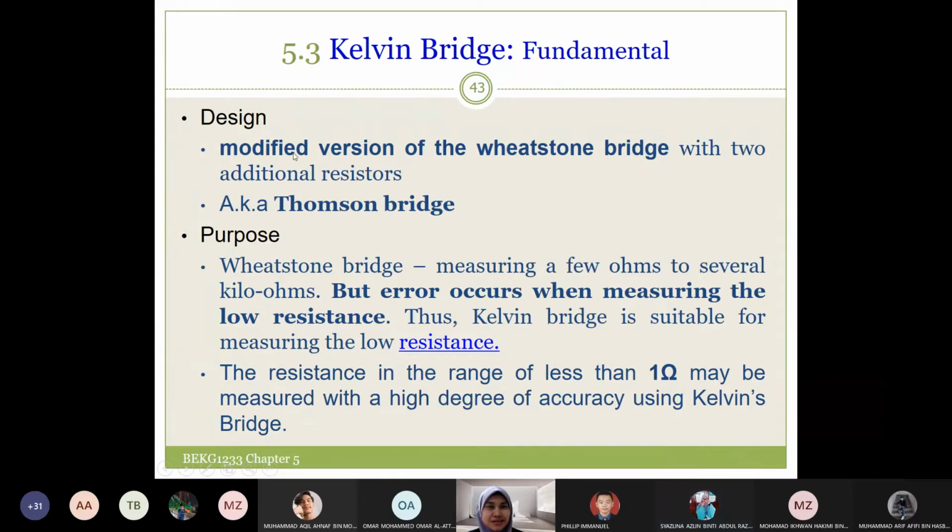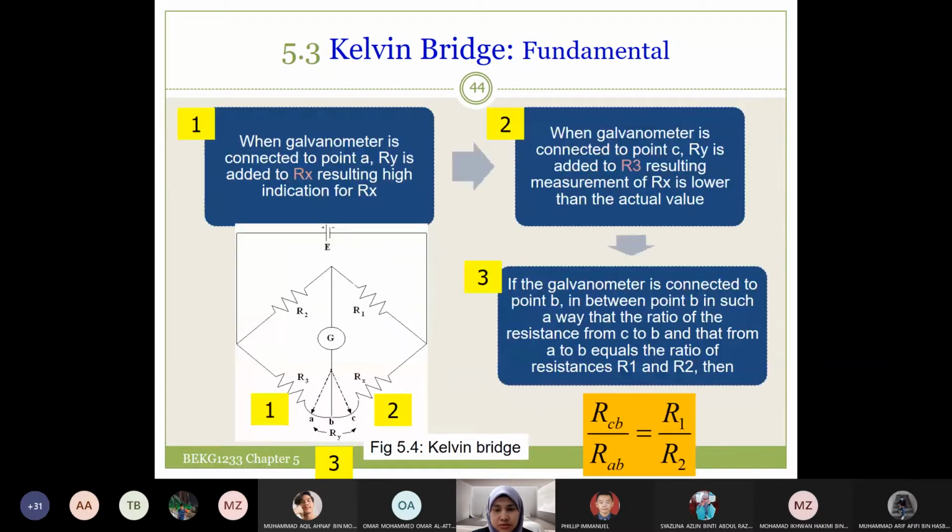Okay. So this is another type of DC bridge. It is a modified version of the Wheatstone bridge, also known as the Thomson Bridge. What is the purpose of this bridge? The Wheatstone Bridge measures a few ohms to several kilo ohms, but error occurs when measuring low resistance. So the Kelvin Bridge is suitable for measuring low resistance instead of the Wheatstone Bridge. Resistance of less than 1 ohm may be measured with a high degree of accuracy using the Kelvin bridge.